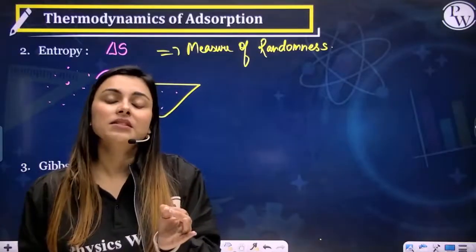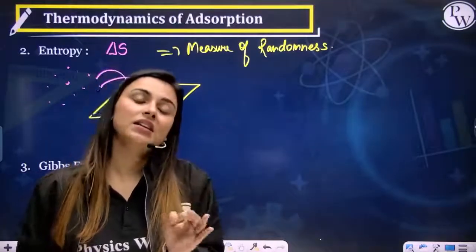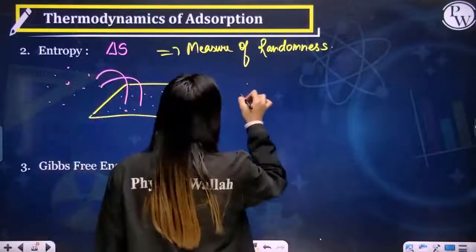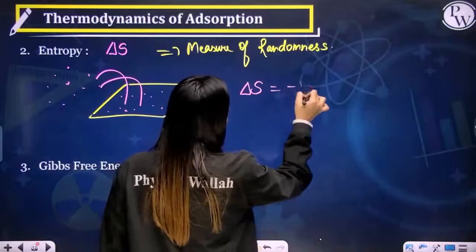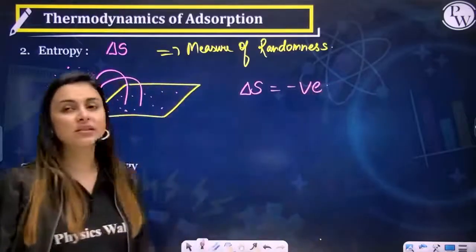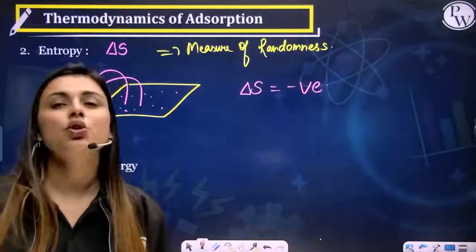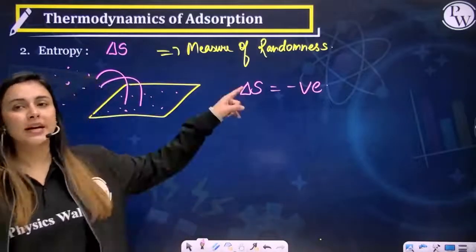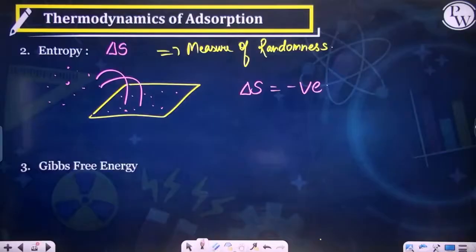Since the randomness is decreasing, can I say that the entropy change is negative? Yes. So we can say that entropy change here is always negative. In adsorption, my dear students, since randomness is decreasing, your entropy change will be negative. I hope you are clear with this. Please write it down and then we'll move forward. I hope you've written it.